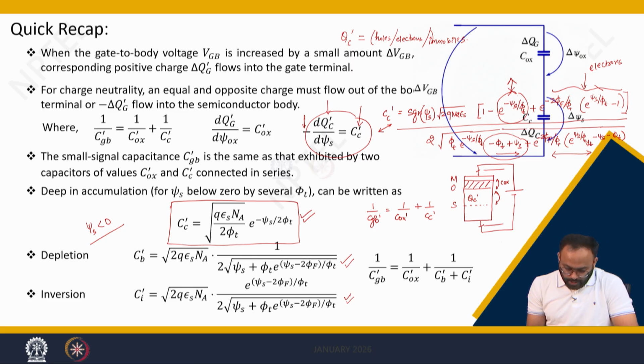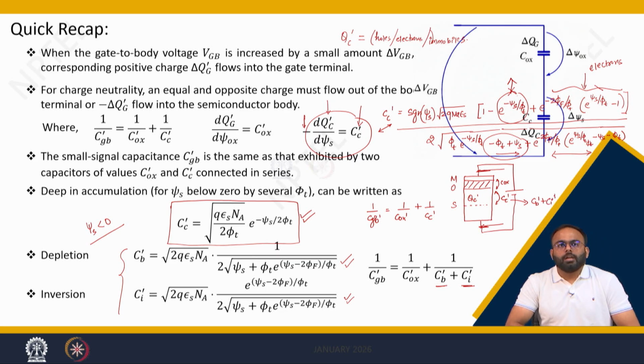And finally, we concluded that in deep depletion and inversion, these capacitances are in parallel. It means CB dash and CI dash are in parallel. So, the total capacitance between gate and body is a series combination of COX and CC dash, where CC dash is a parallel combination of CB dash and CI dash, where CB dash is the capacitance due to bulk and CI dash is the capacitance due to the inversion layer.